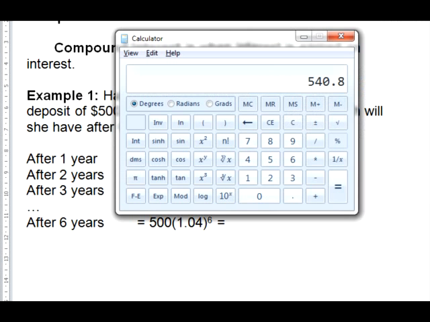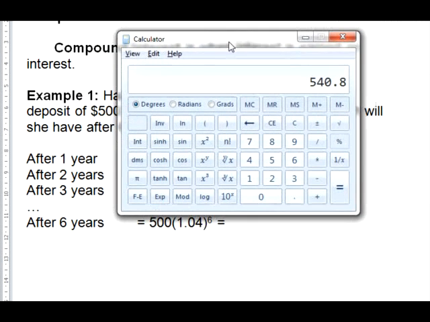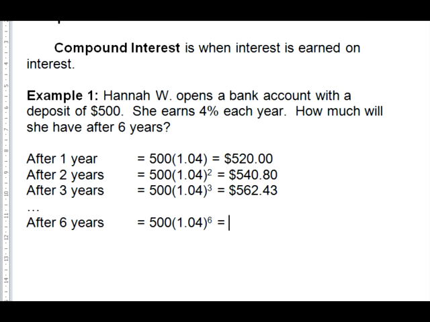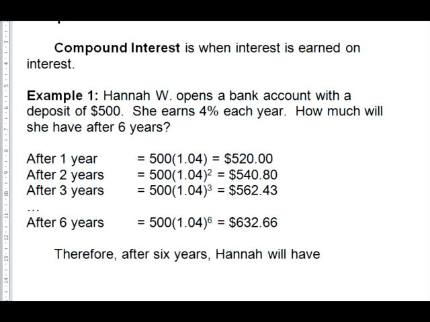If you don't know how to do this on the calculator, we'll do this as slowly as possible. And hopefully fit it on the screen. 1.04 to the power 6 equals times 500. And you get 630, oops, try again. Let's try again. $632.66. And we'll say, therefore, after 6 years, Anna will have $632.66.